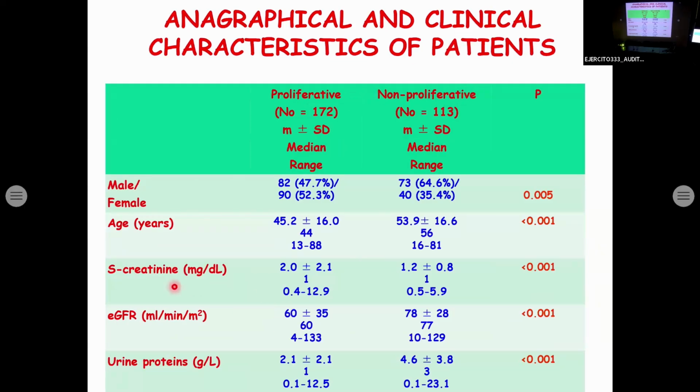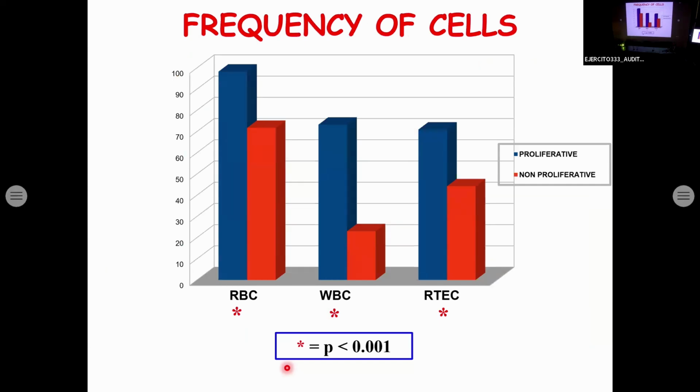Here we have the clinical characteristics of patients. The important results are serum creatinine higher in proliferative than in non-proliferative glomerulonephritis, as expected, and urine proteins, grams per liter, highest in non-proliferative glomerular diseases, as expected. And now what about the frequency of cells? Blue here is proliferative, red is non-proliferative glomerular diseases. Patients with proliferative glomerular disease had a significantly higher frequency of red blood cells, white blood cells, and renal tubular cells. The largest difference between the two types of diseases was for white blood cells.